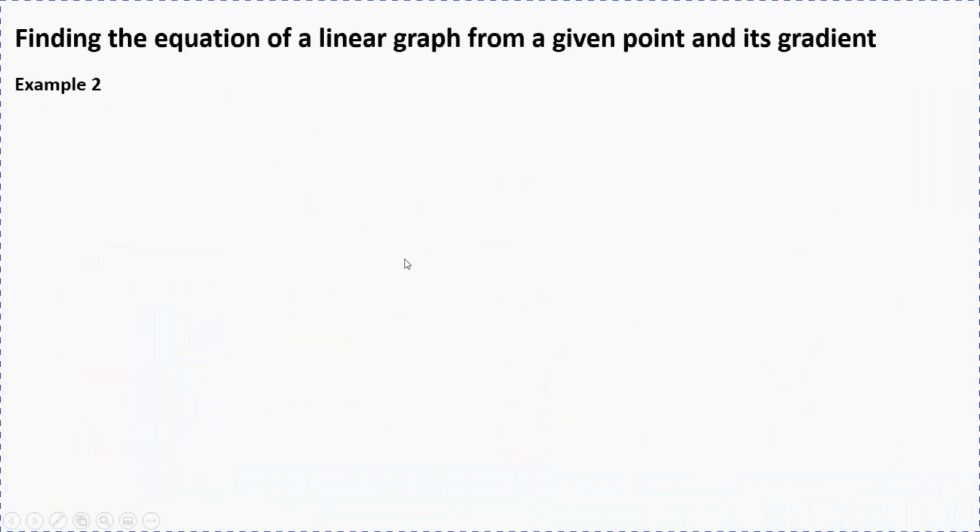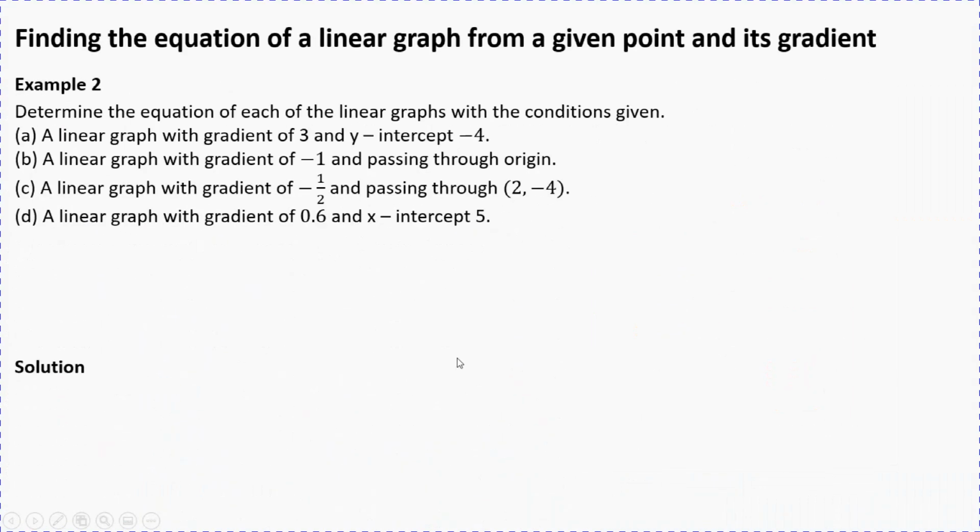Just have some very quick review of the question we did last lesson. For example, if I give you the gradient and y-intercept, just like part A, then you can just use the form and fill in the numbers into m and c, then you will have an equation for a straight line.